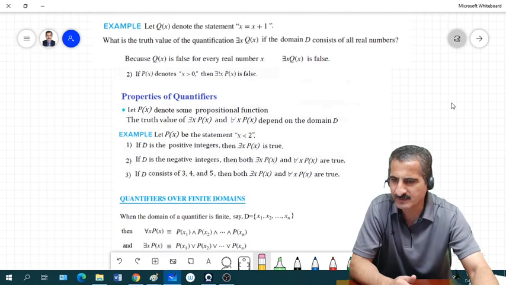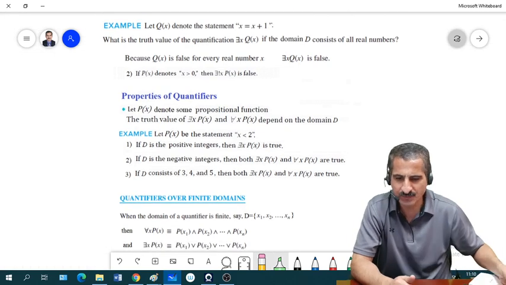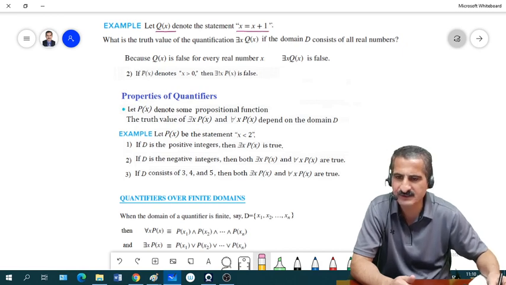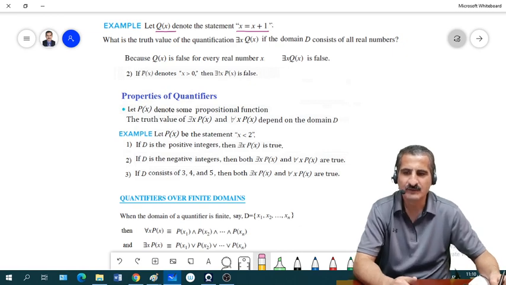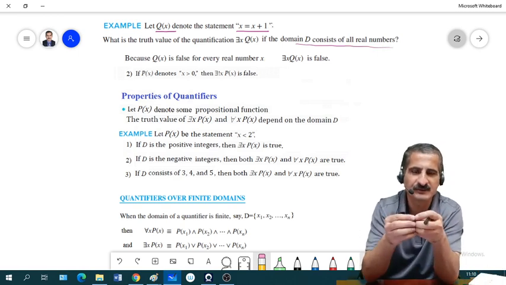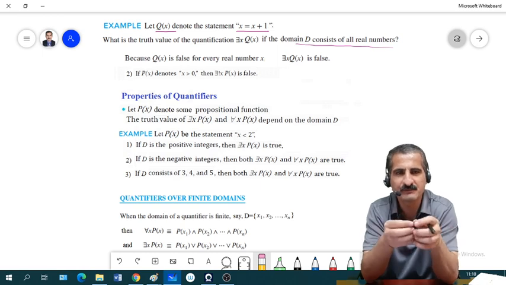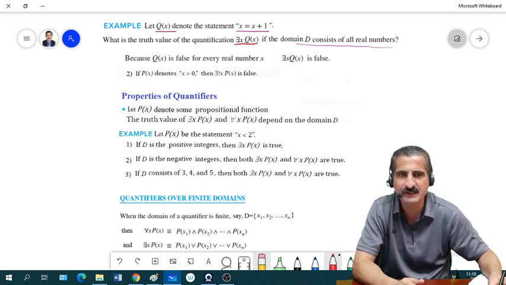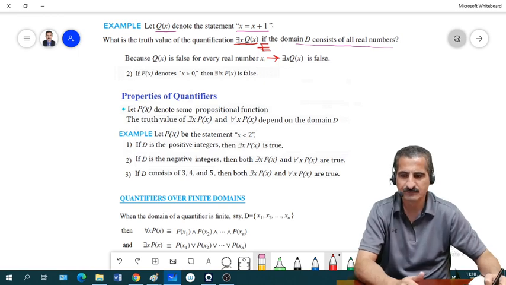More examples. Let q of x denote the statement x equals x plus 1. Okay. Do we have any real number? The domain here is the real numbers. Any real number x such that it equals itself plus 1? This is not possible. There is no such real number. So saying there exists x such that q of x happens is false. Here we go. No real number, so it is false.